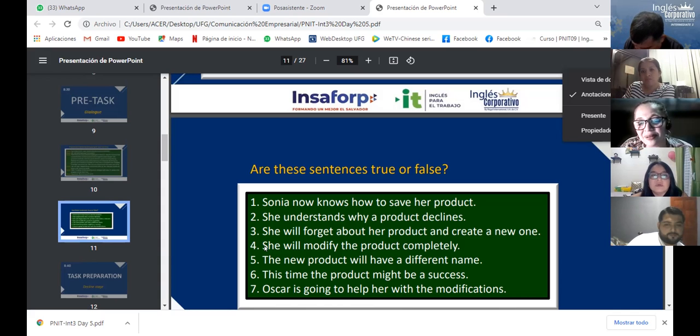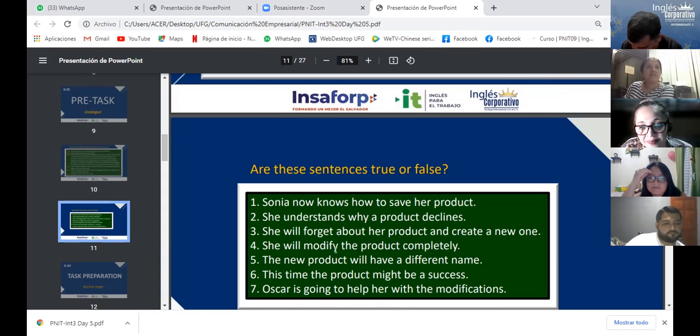Okay, and number four, he will modify the product completely. Yes, it's true. It's true for the same answer because she has a revitalizer. The design, price. He will change. You're right. Maybe things are not lost after all. You may also modify its flavor a bit, don't you think? Good luck. False.